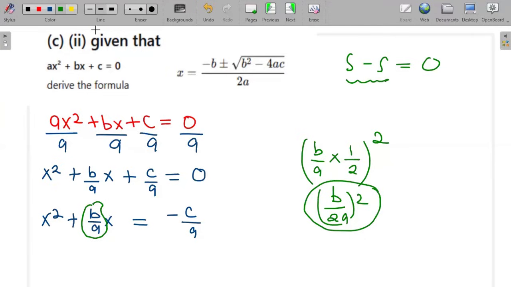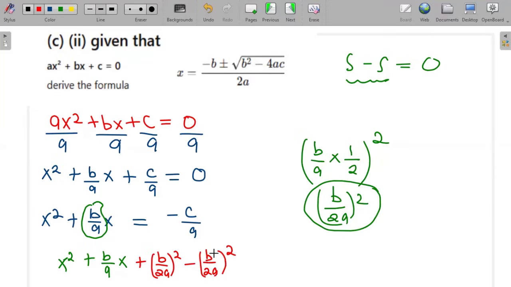So here is what we are going to have. It will be x squared, and then from there we're going to say plus b over a x. And then I'm going to add this expression to this. So that will be plus, I should even show it in a different color, plus b over 2a squared. And then I subtract it again, so minus b over 2a squared.